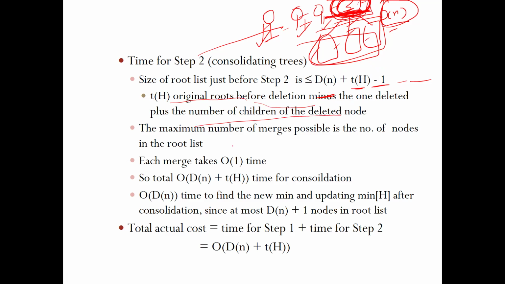Now, how many merges are possible? You can see every merge takes O of 1 time. So in total, the degree that has been brought together plus the total number of existing trees will be the time required for the consolidation. So the actual cost is the time for step 1 plus the time for step 2. That is what we have to look at. So it is basically O of D(n) plus t(H). This minus 1 we can just ignore. That is the basic idea.